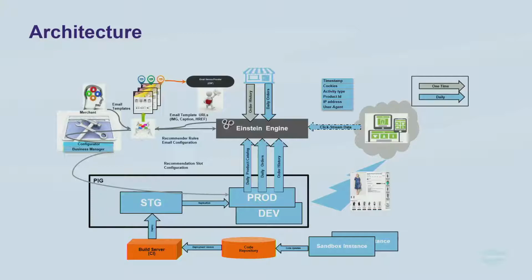And then from the Einstein engine, we get requests from the production environment based on the shopper, and that sends real-time information back to the engine, and then we return things like product recommendations and personalized sorting orders on category pages and grid pages.